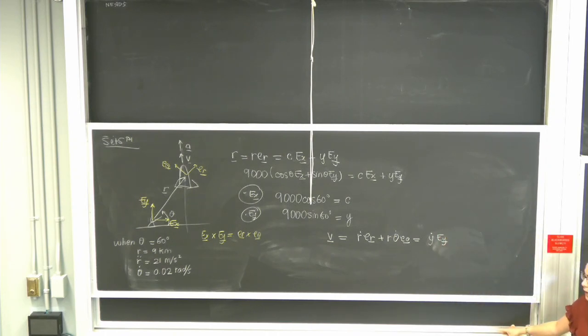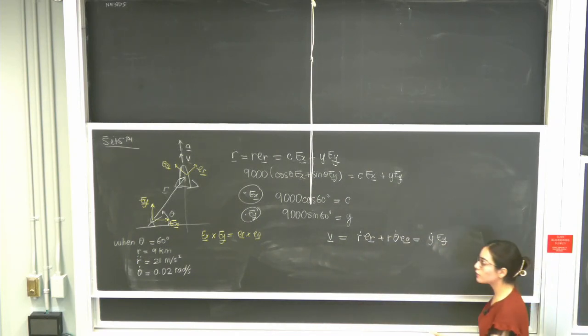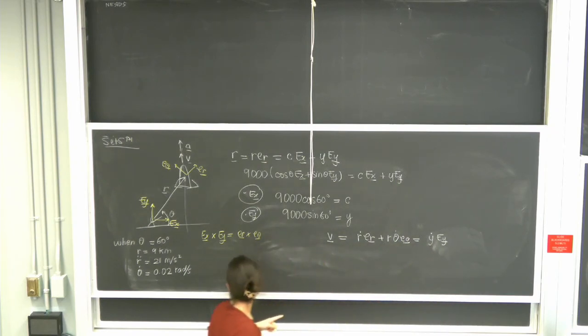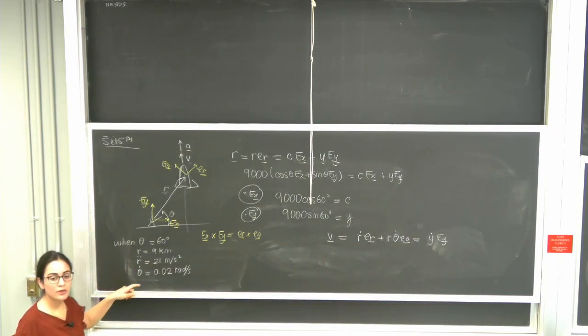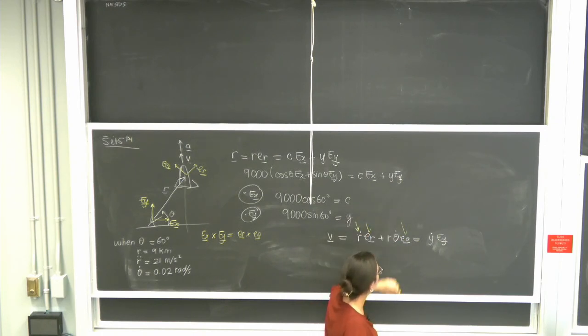Okay. So what are my unknowns in this equation? R dot ER plus R theta dot E theta equals y dot EY. Do I know R dot? No. R dot is an unknown. ER, do I know where it points? Yes, because I have the angle theta, I know where ER points. The same for E theta. And R, I also know it's 9,000 kilometers. What about theta dot? Do I know it? What do I not know? Y dot.